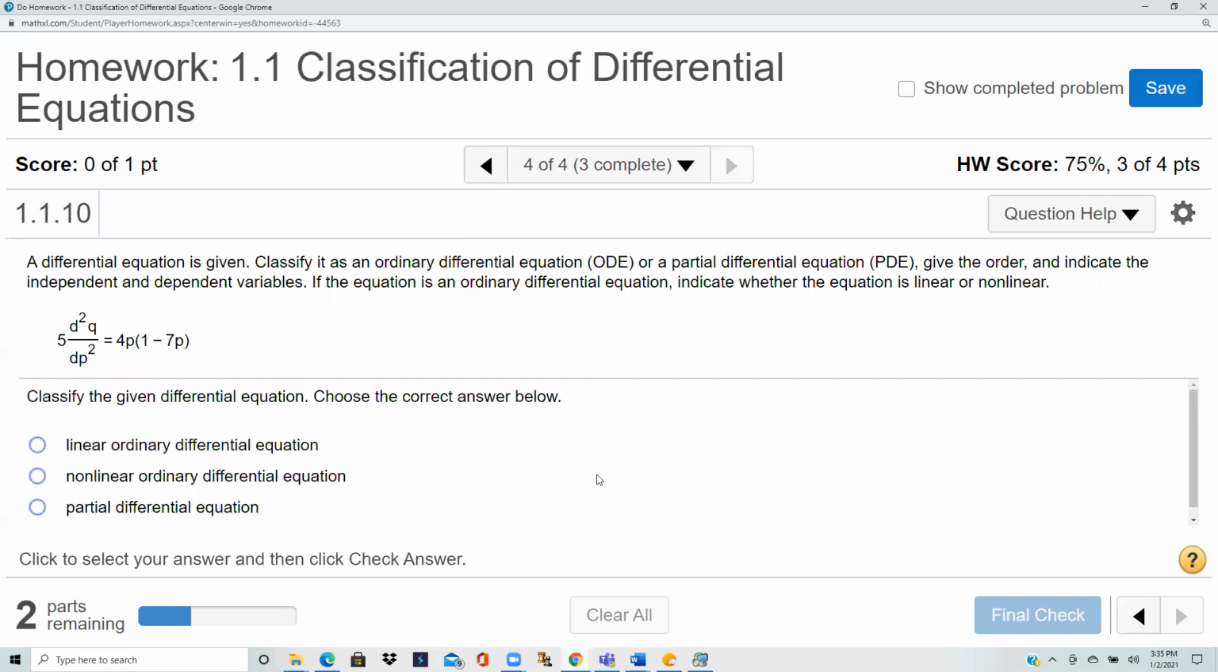And this one, okay, so when you multiply this out, this is 4p minus 7p squared. But p squared is fine because p is the independent variable. Remember, we shouldn't have a q squared, but p squared is fine. And similarly, this derivative is appearing to power 1. It's a second derivative appearing to power 1. So this is linear.